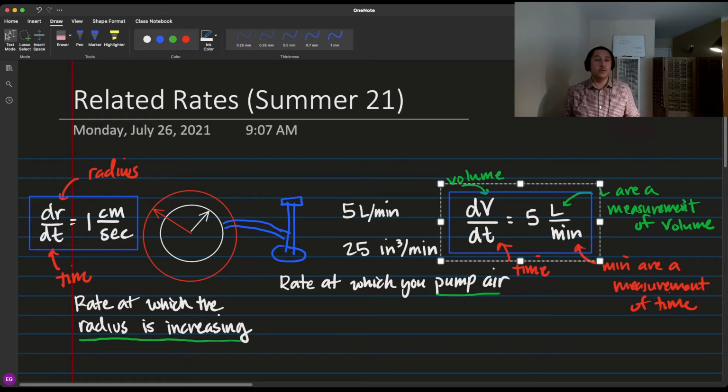Oh, thank you for the person who Googled that liters are a measurement of volume for me. Thank you. I didn't want to take a moment to do it.